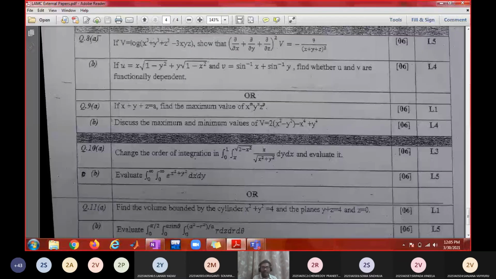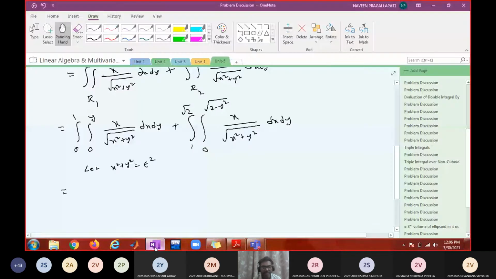What about the next problem? Evaluate. Note down the next problem. Evaluate the integral from 0 to infinity, 0 to infinity, e power x square plus y square dx dy. I think we did this problem. Have we done this problem? All of you note down this problem.